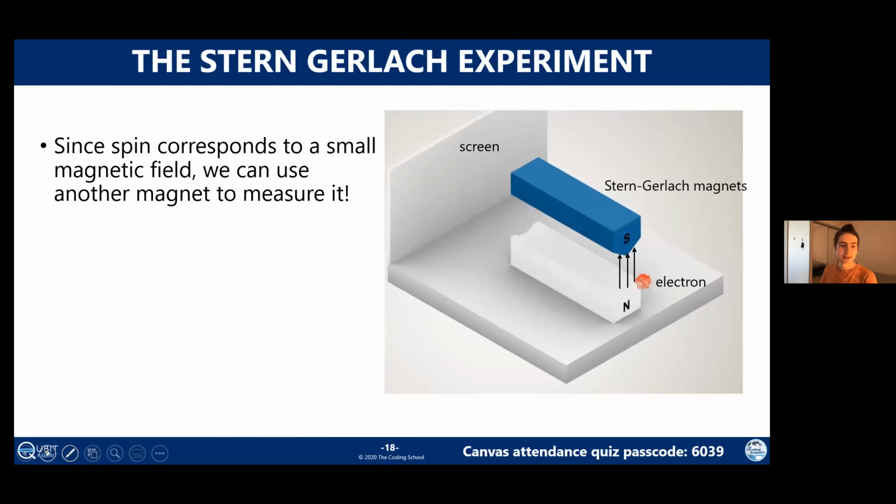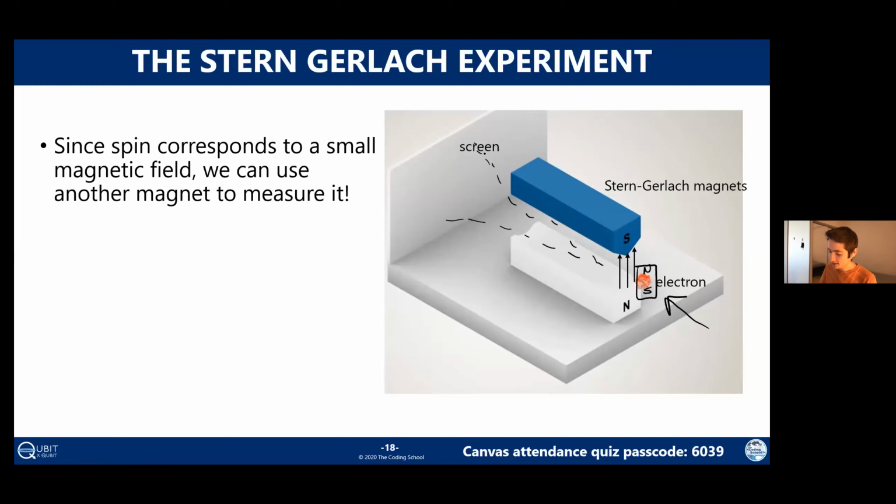Okay, so let's return to the Stern-Gerlach experiment. This is the exact same slide we saw last week. So again, just to do a quick review, we have our magnets, we have our electron, which you can think of as a little bar magnet, north-south like that. And we're going to fire our electron through these magnets, and it's going to deflect either up or down. That's basically what we talked about last week.